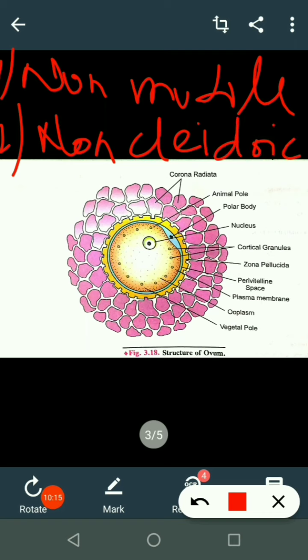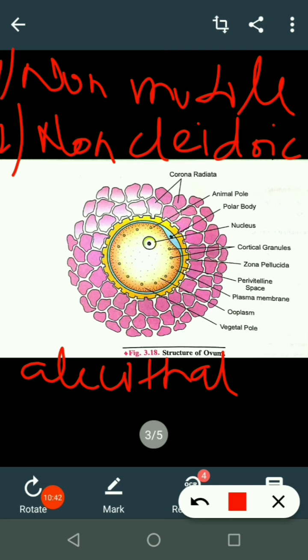What does it mean? It is without a shell. There is no shell or covering outside it, like in a bird, where it is cleidoic, meaning there is a shell present. That is cleidoic and non-cleidoic. And the third one is it is alecithal. Alecithal means it has a very little amount of yolk, or I would say without yolk. So that is why it is called alecithal.